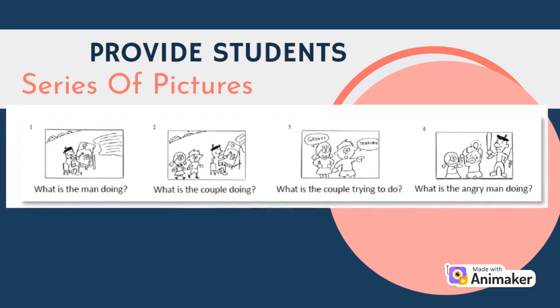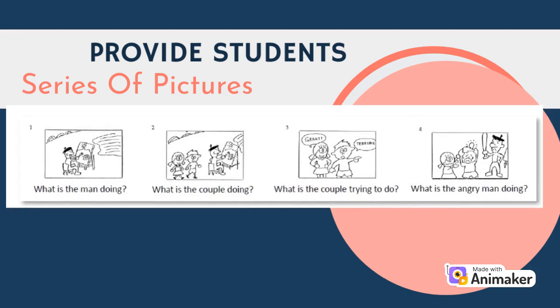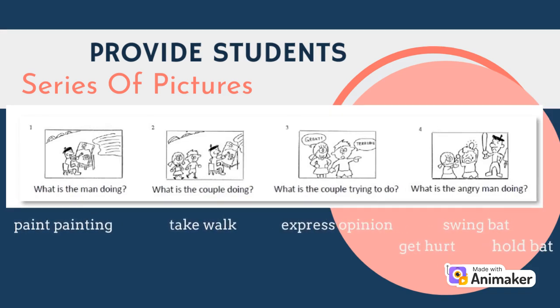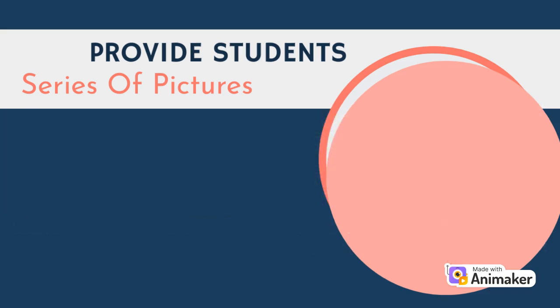For example, the sample pictures you see here aim to elicit the target collocations painting, take walk, express opinion, swing bat, get hurt, and hold bat. Students may write something like receive hurt instead of get hurt and make opinion instead of express opinion. You can choose targeted collocations for the pictures by referencing any collocation dictionary published by major publishing houses.